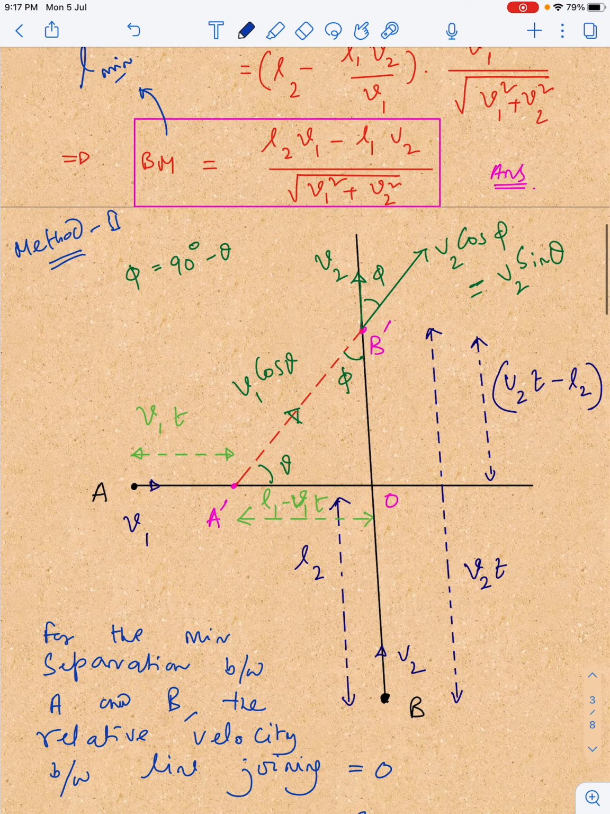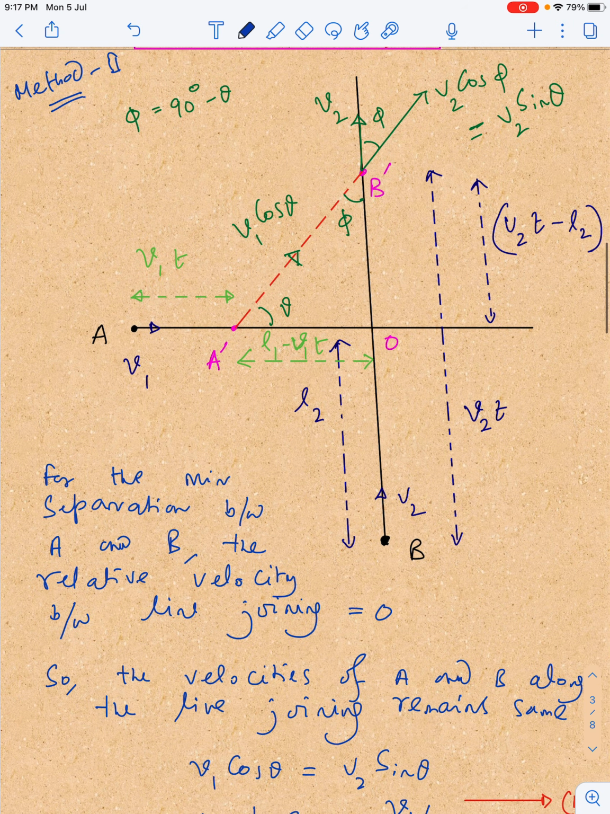Let us go for the next method. Here I will use an idea from relative motion. I am assuming that after some time t, A is here at the position A prime, and B has crossed this and is somewhere here at the position B prime. A is moving with velocity v1 and B is moving with velocity v2. What I am assuming is that when the distance between them is minimum, along the line joining them, that is along A prime B prime, their relative velocity will become 0. Why? You try to understand.